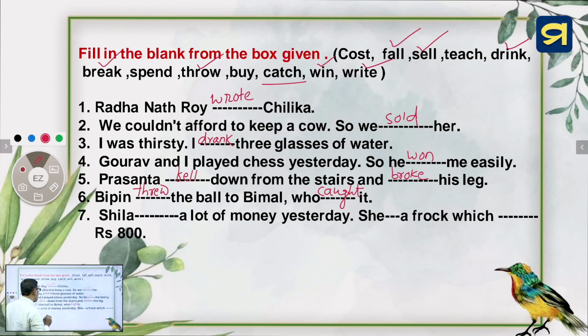Sila spent a lot of money yesterday. Okay, that means Sila spent. What is the second form of spend? Spent. S-P-E-N-T. She spent a lot of money yesterday. She bought a frock. What is the second form of buy? Bought. B-O-U-G-H-T. A frock which cost 800 rupees. The second form of cost is cost. Okay, right, dear students, have you known how to use these verbs?